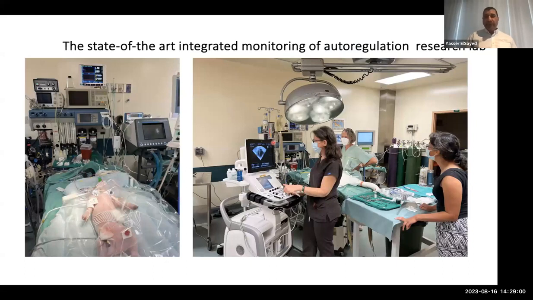To understand more about autoregulation, we have our own animal lab, which is a state-of-the-art integrated hemodynamics and autoregulation research lab. We did a lot of research to understand the hemodynamics in acute hypoxemic respiratory failure. And we also validated lung ultrasound in animal research. We are using a neonatal piglet model in our research lab.